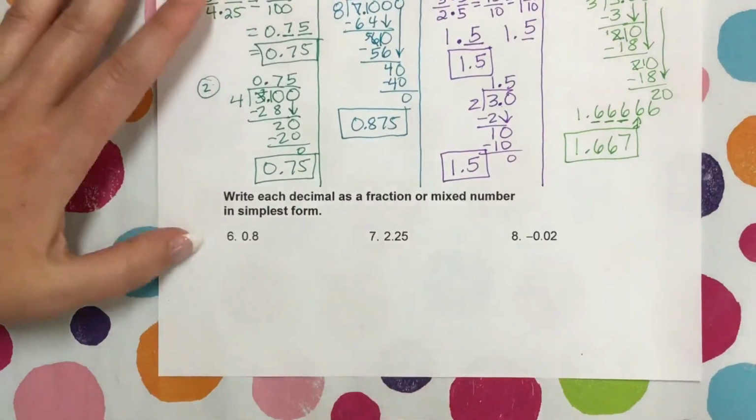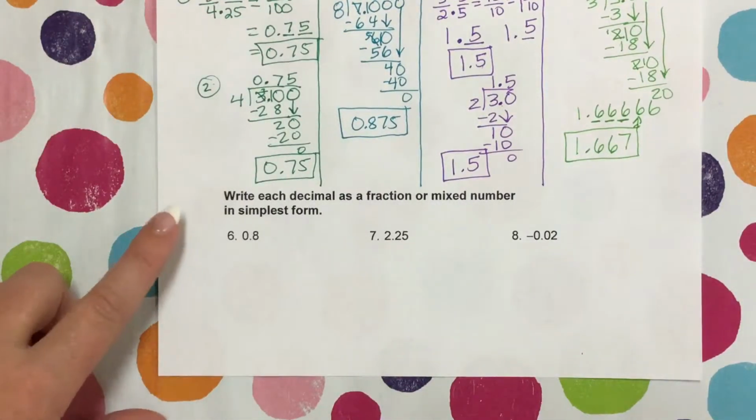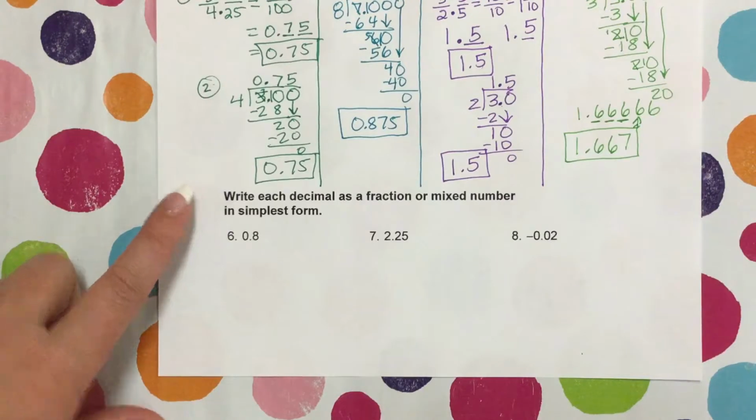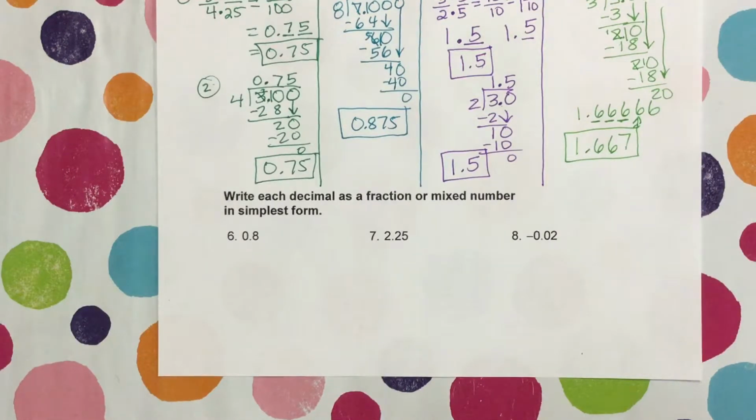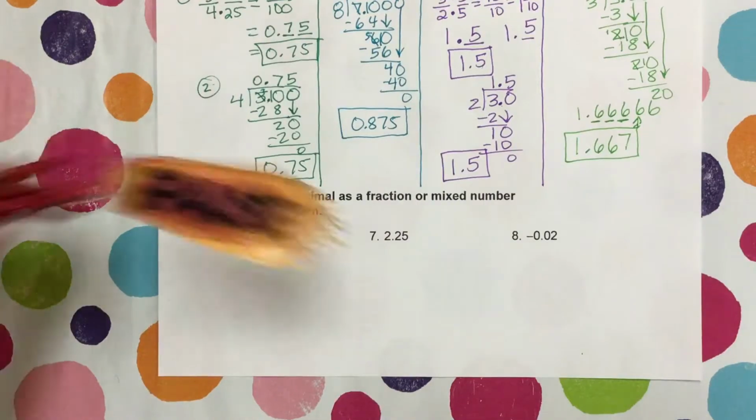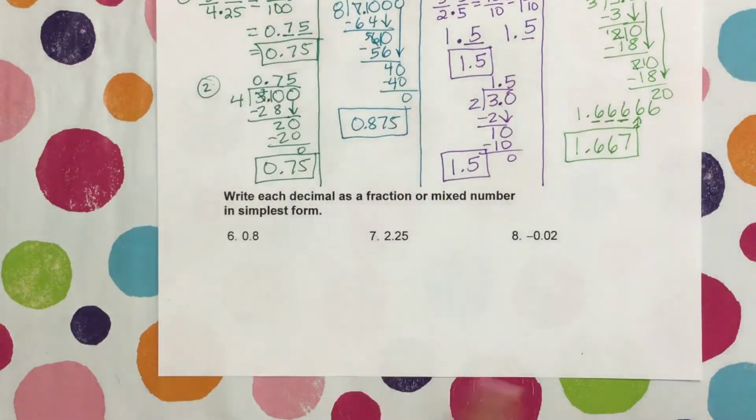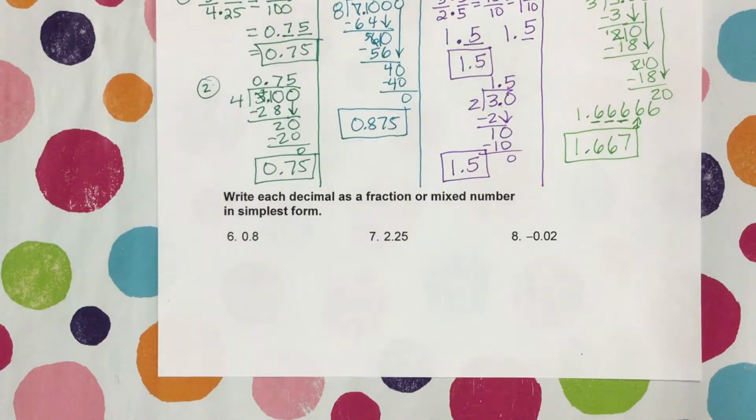And let's move on to 6, 7, and 8. It says write each decimal as a fraction or mixed number in simplest form. So go ahead, try those out. So pause, work them out, and when you get done, press play and we'll go over the answers. All right, we are back.